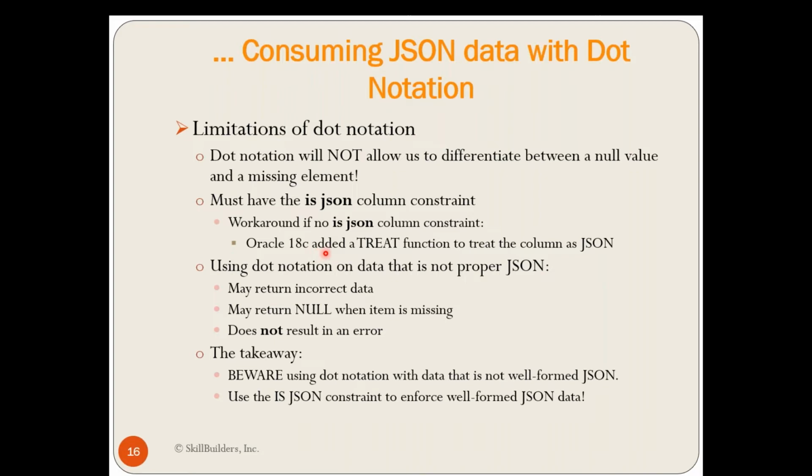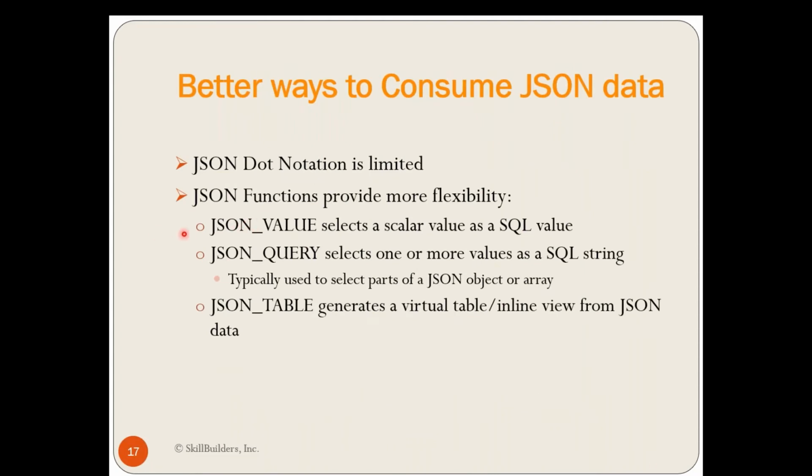So that's pretty cool. Just be careful. The treat function is not validating the data. It's just telling your application, in essence, this is valid JSON data, so it better be valid. If it's not valid when you treat it, and then you use dot notation, it could actually return incorrect data. It can return nulls when items are missing, can return incorrect data. So be careful with that. The takeaway there is that's a nice capability, but make sure you're using it properly and the data is really JSON.